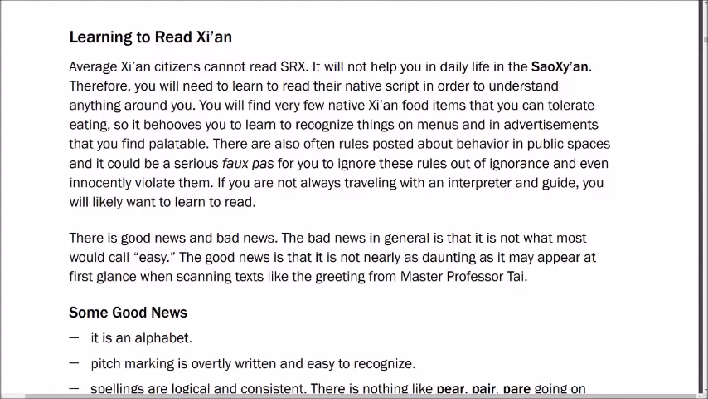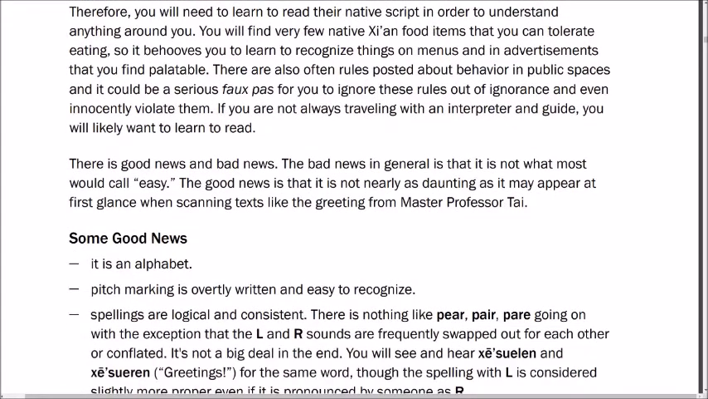You will find very few native Xi'an food items that you can tolerate eating, so it behooves you to learn to recognize things on menus and in advertisements that you find palatable. There are also often rules posted about behavior in public spaces, and it could be a serious faux pas for you to ignore these rules out of ignorance and even innocently violate them. If you are not always traveling with an interpreter and guide, you will likely want to learn to read.